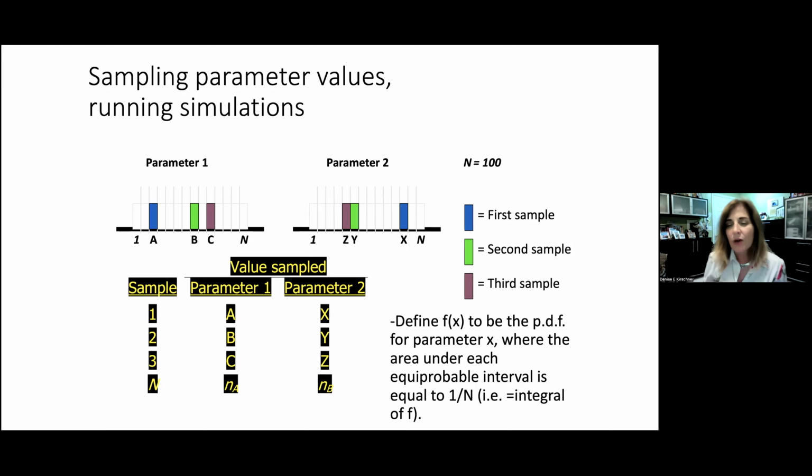Okay? So then I'm going to start sampling from this parameter space. I've only done it for 2 parameters, but you do it for all K parameters that you have. I'm going to say, okay, for my first sample, I chose the value A from parameter 1 and the value X from parameter 2. And for my next sample, I'm going to choose value B from here. And by the way, you sample without replacement, until you cover the entire parameter space for each parameter.